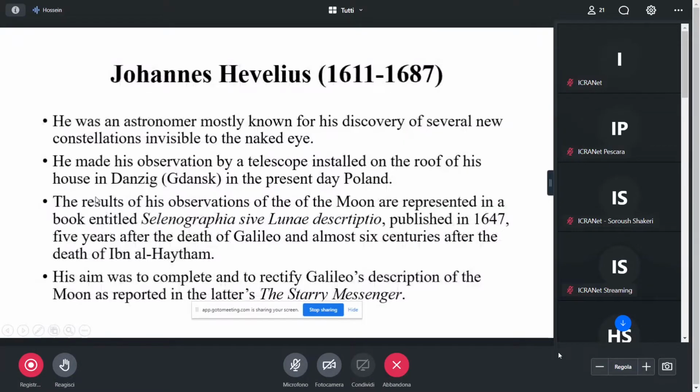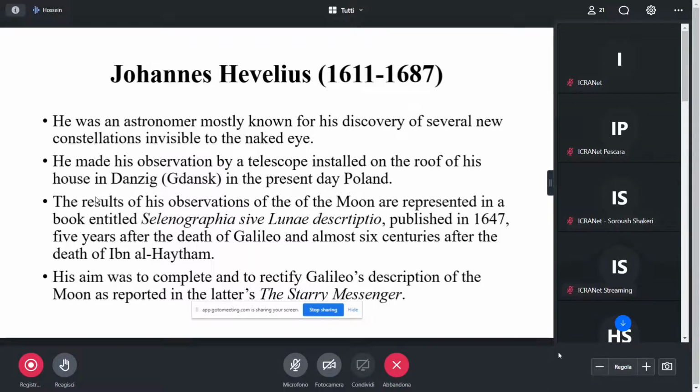I begin with a book which was published in 1647. The book is called Selenographia sive Lunae Descriptio, and its author is Johannes Hevelius. I think most of you know Hevelius for his discovery of several new constellations which are invisible to the naked eye, and he discovered them by the use of his telescope. His telescope was on the roof of his house in Danzig, or Gdansk, in present-day Poland.